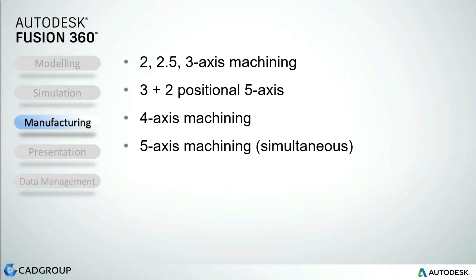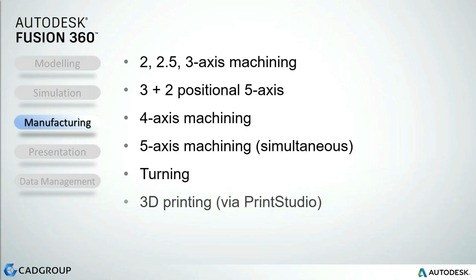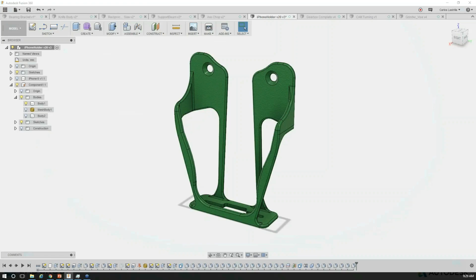Fusion 360 also has full 5-axis simultaneous machining. It also has turning machining operations, and it has a 3D printing option, which is basically via Autodesk Print Studio. So if I just show you a quick video of this functionality, or no, not a video. Let's go to the live product demo.